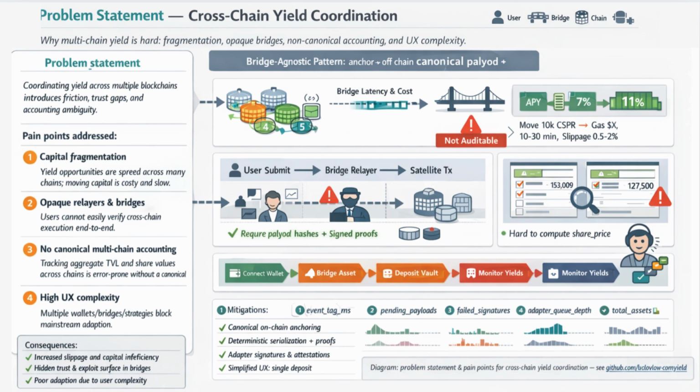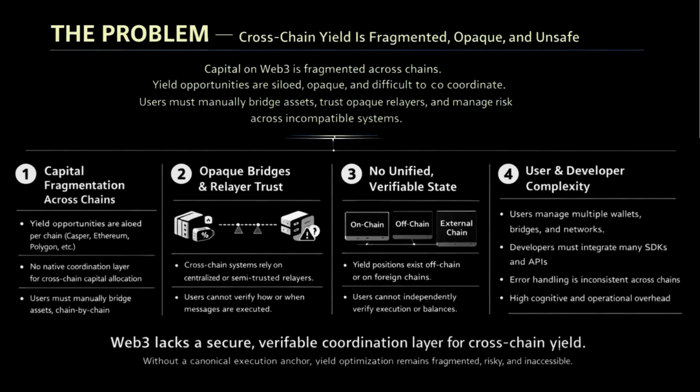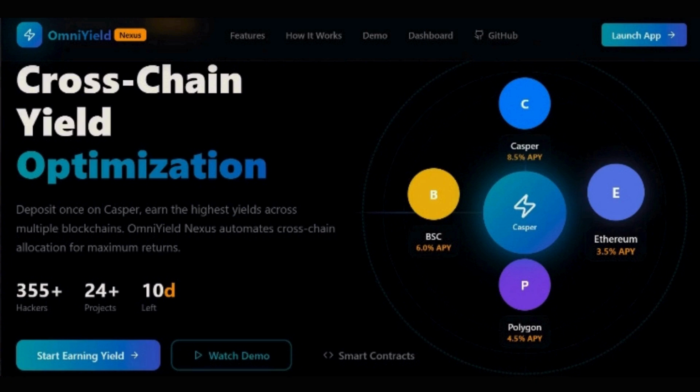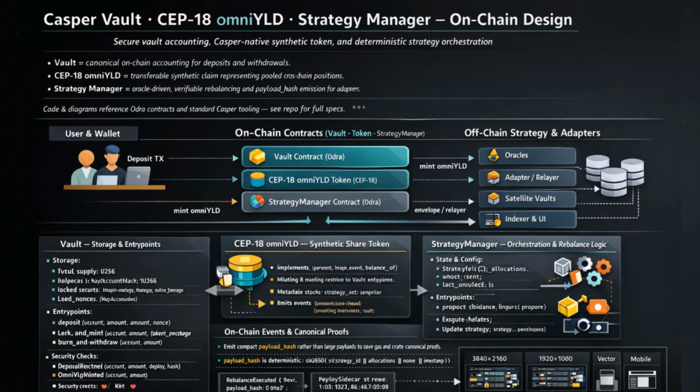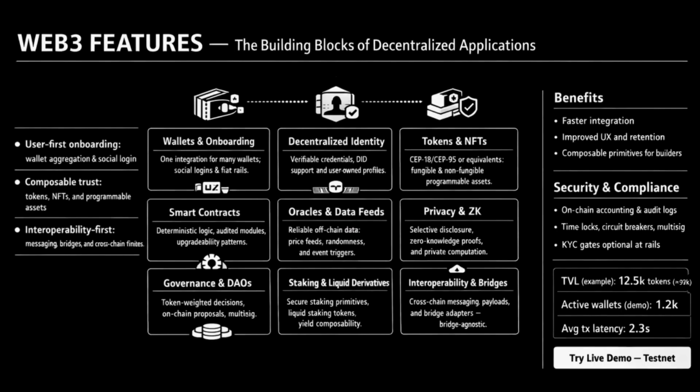optimizer. The problem is simple but pervasive. Capital and yield in Web3 are fragmented. Users chase returns across dozens of chains, manually bridging assets, trusting opaque relayers, and juggling multiple wallets. That friction wastes capital, increases counterparty risk, and excludes most users from efficient, diversified yield.